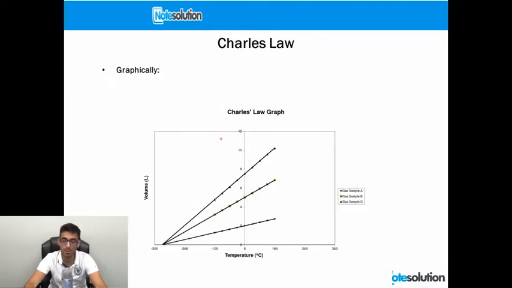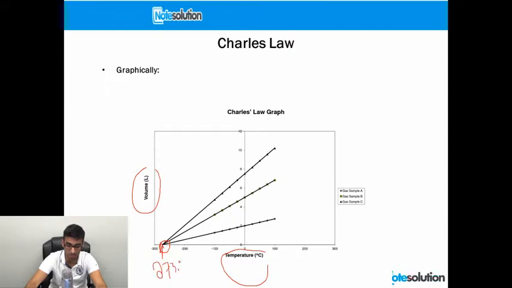So this is what I meant when I said graphically it's linearly related. We have the volume over here, and we have the temperature, and we have gas samples A, B, and C. We can see that they differ. The volumes differ at different temperatures, but they all intersect at a certain point where the volume is equivalent to 0. And this temperature over here is negative 273.15.